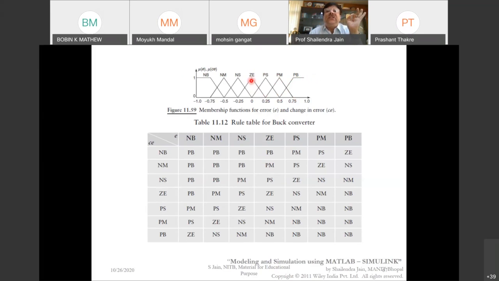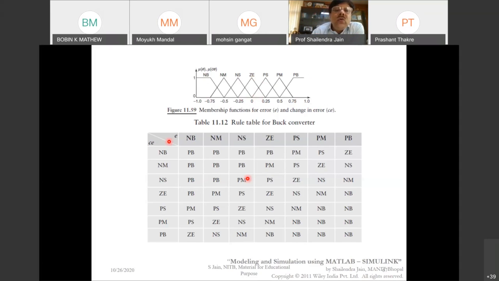Just for symmetry, 0, positive small, positive medium, positive big. Here, negative side, negative small, negative medium, negative big. For simplicity, as I told you, I have taken a common membership function with common variation of the distribution of these membership functions. Okay, 0 generally means anything between minus 0.12 and plus 0.1. It depends how accurate a system you want.